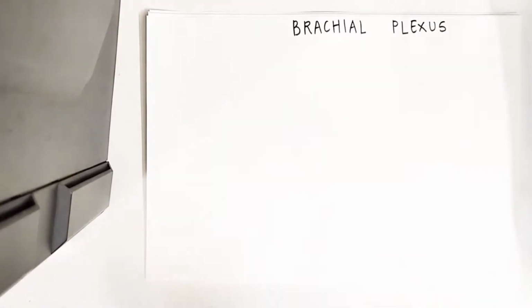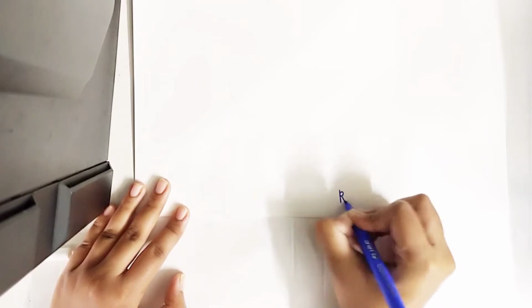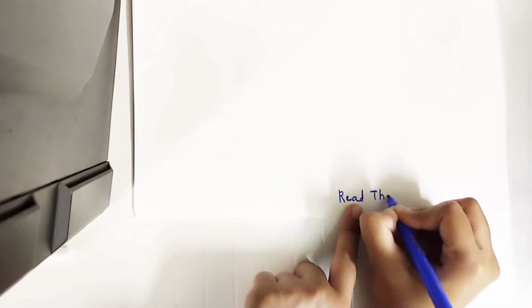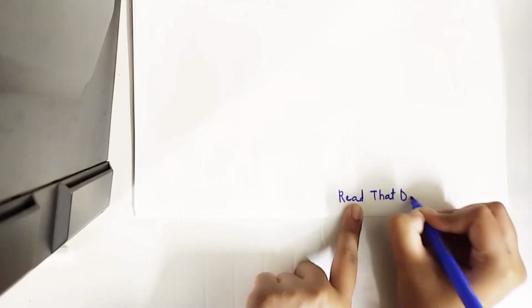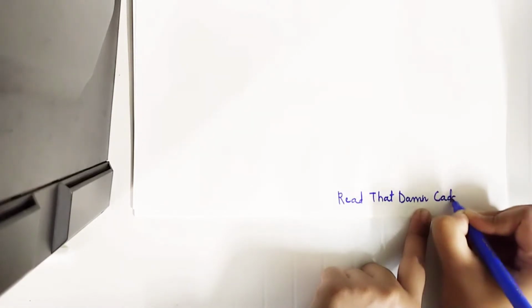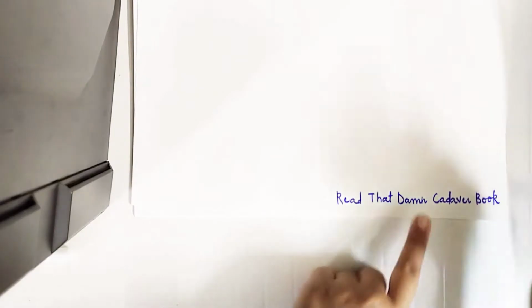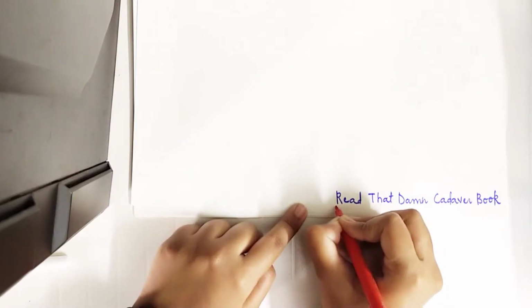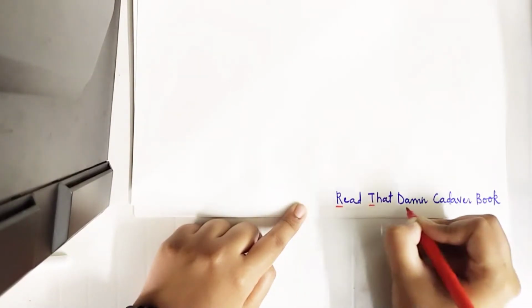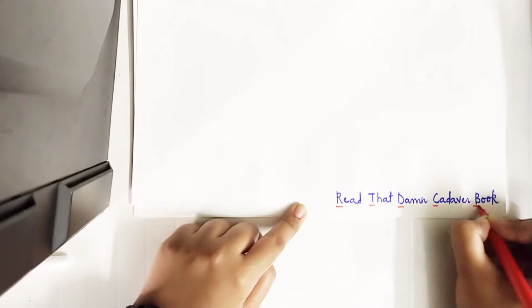To remember those 5 parts, there's a mnemonic: Read That Damn Cadaver Book. Here we have to remember the first letters R, T, D, C and B.